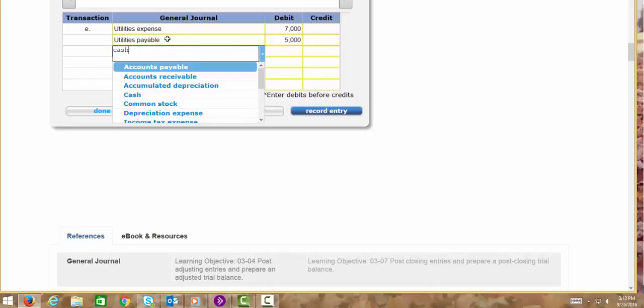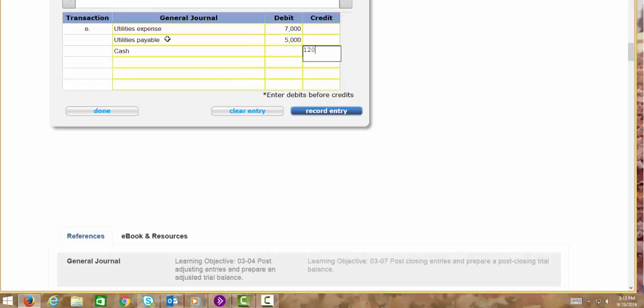And I'm going to credit cash for the full amount. So again, this payable was something that was posted last year in 2017. I debited utilities expense and I credited the payable. Now I'm paying it off, so I'm going to record that entry. Always hit record your entry.